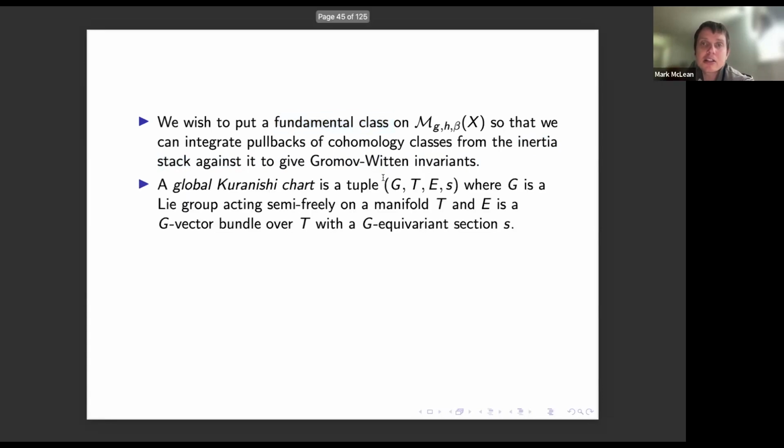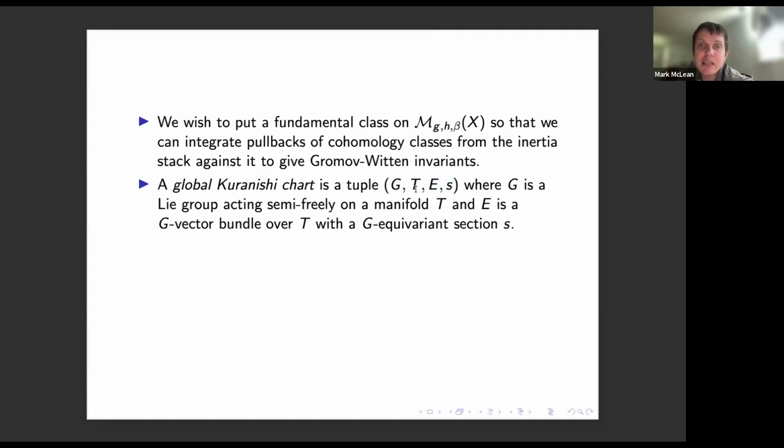So the way I'm going to describe the moduli space is in terms of global Kuranishi charts. I could have defined a global Kuranishi chart to just be a section of an orbi vector bundle over an orbifold. But instead I'm going to define it as a global quotient like this. So I'm going to think of it as a tuple where I have a Lie group G, I have a manifold T, I have a G-equivariant vector bundle E over T, and a G-equivariant section.